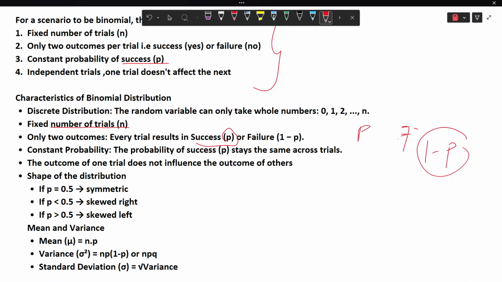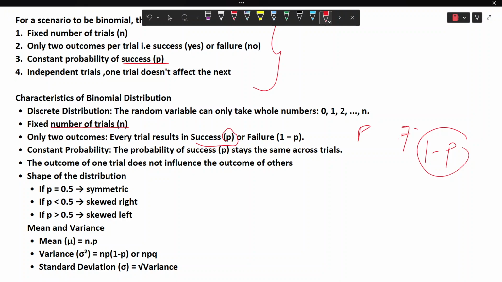We also have constant probability, meaning that the probability of success is the same throughout all the trials, and the outcome of one trial doesn't affect the outcome of the other. That's what we mean by saying that the trials are independent.